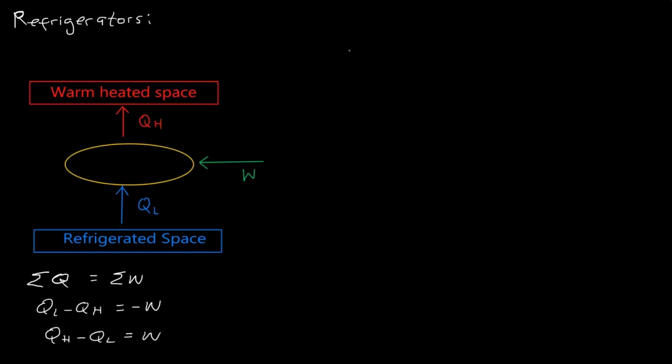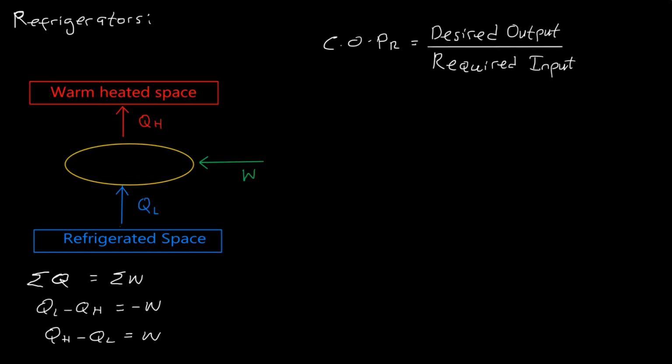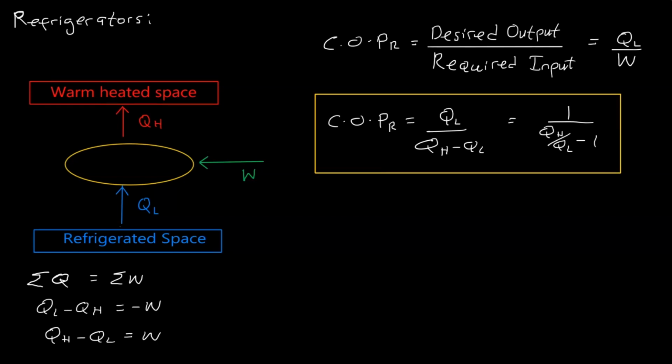The coefficient of performance for a refrigerator can be expressed as the desired output divided by the required work input. And this gives us QL divided by W. So we can express the coefficient of performance of a refrigerator as QL divided by QH minus QL, or the inverse of QH divided by QL minus 1.